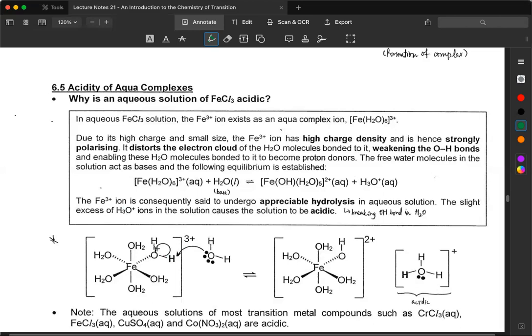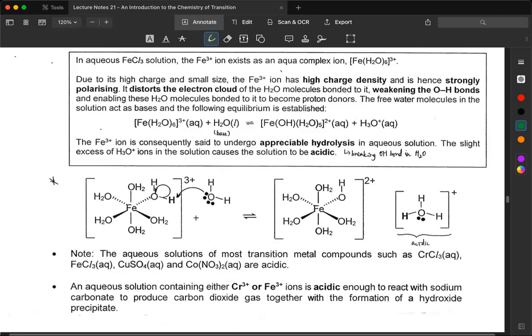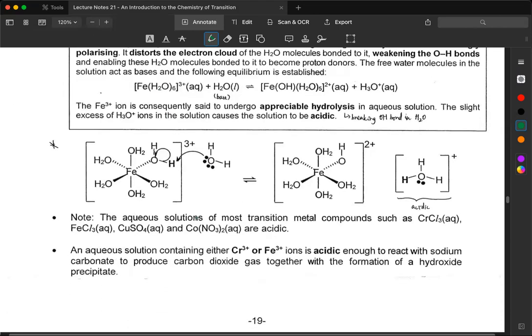So you have [Fe(H2O)6]3+ plus base, which becomes [Fe(OH)(H2O)5]2+ and H3O+. So the Fe3+ consequently undergoes hydrolysis. This is called hydrolysis. The slight excess of H3O+ causes the solution to be acidic. The aqueous solution of most transition metal compounds such as chromium chloride, iron(III) chloride, copper(II) sulfate, and cobalt nitrate are actually acidic because of this hydrolysis process.